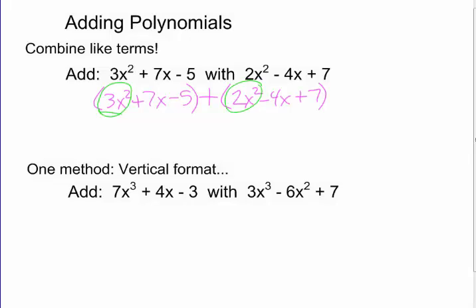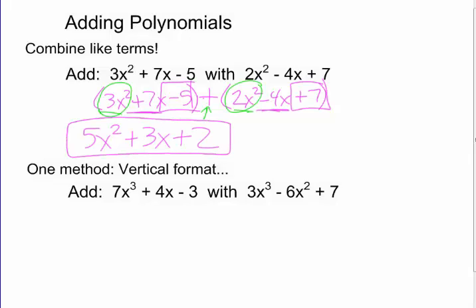So I do have one other one. So it's 3x squared plus 2x squared. What is that? 5x squared. Now we combine our x's. So I have 7x plus negative 4x. What's that going to equal? Positive 3x. Then you have your minus 5 plus 7 plus 2. That's your final answer.